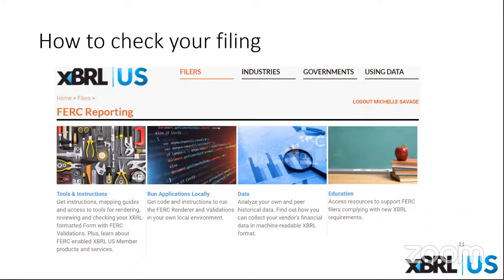All right, so you can check your filing. We've put up on our website the validation rules just to make it easier for folks. If they want to check a filing, they can do that. If you go to the XBRL US website, we have a couple of different things you can do. One of these boxes, I think under tools and instructions, allows you to check your filing, create a rendering, and do a number of other things. So Michelle, if you want to go to the next slide, please.